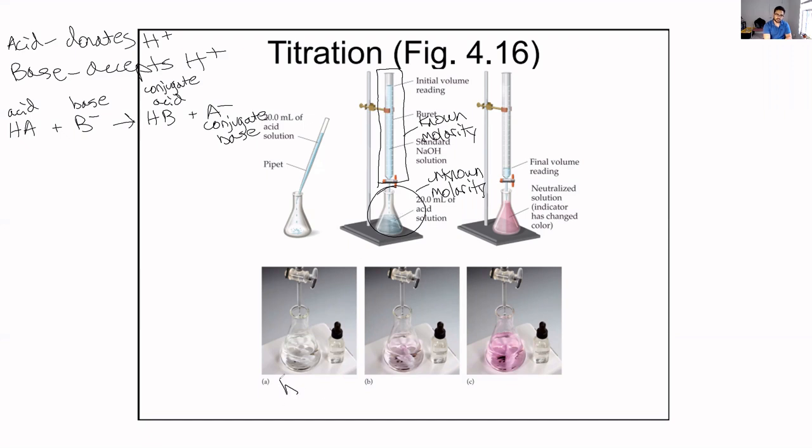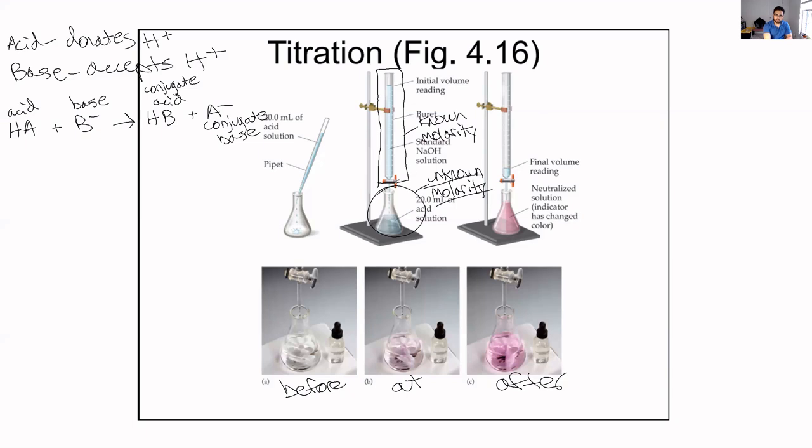Looking at these pictures at the bottom here, this is before the equivalence point, this is at the equivalence point, and this is after the equivalence point. You have an indicator dye in the unknown solution that will tell you when it's reached the equivalence point. And the equivalence point is just when you have equal moles of acid and base mixed together. Figuring that out will help you figure out what the unknown molarity is.